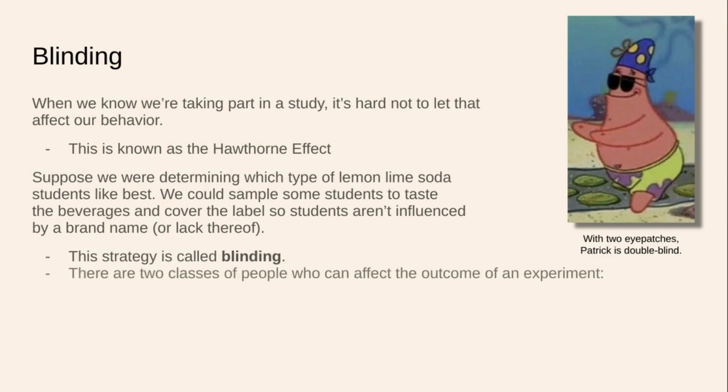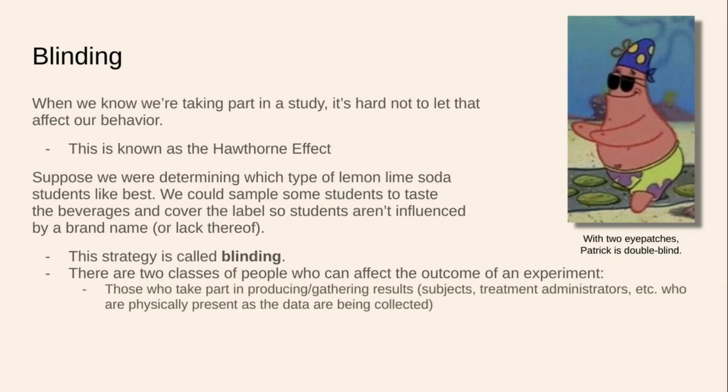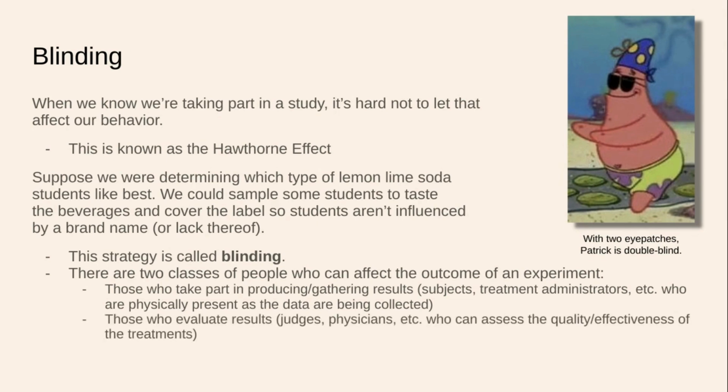That's what blinding is. There are two classes of people who can affect the outcome of an experiment, two reasons we would want to blind. Those who are taking part in producing or gathering results, and those are subjects, treatment administrators, etc., who are physically present as the data are being collected, so folks on site as the data are being collected, and also people who evaluate results, judges, physicians, etc., who can assess the quality and effectiveness of the treatments. So you have the first group of people who are kind of boots on the ground, as it were, like they're taking part in the actual collection of the data. And then you have the evaluators down here.